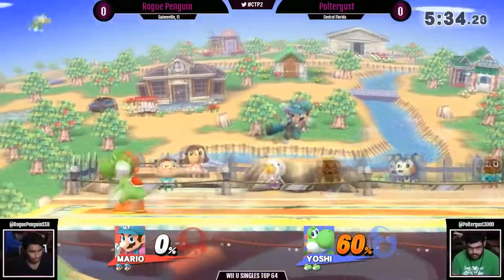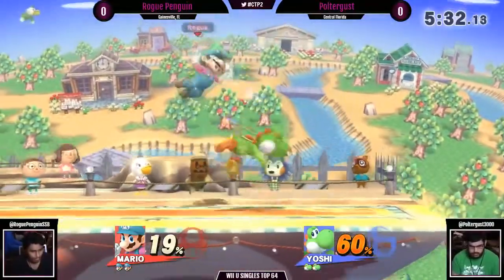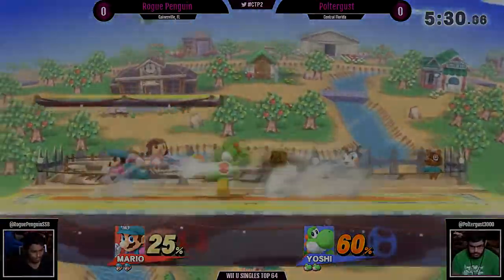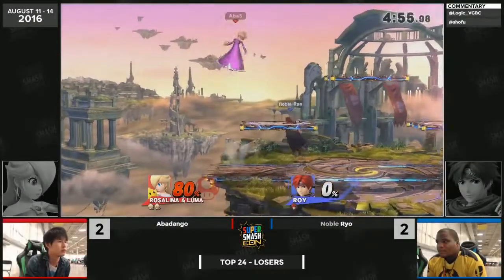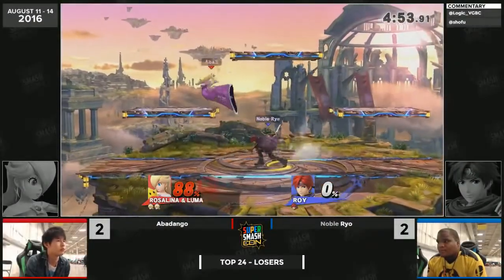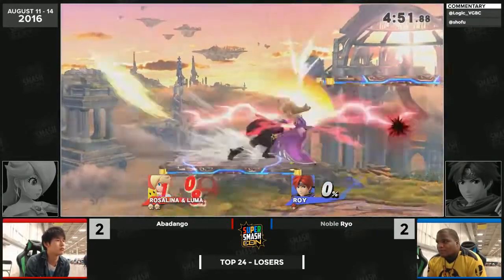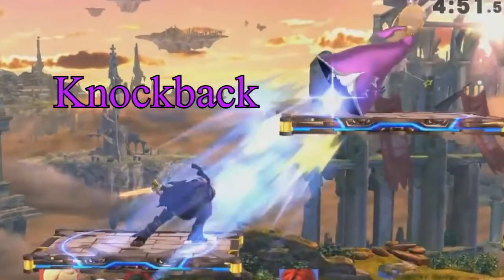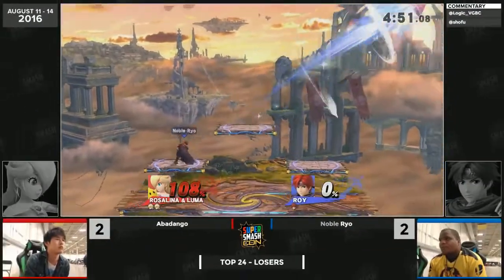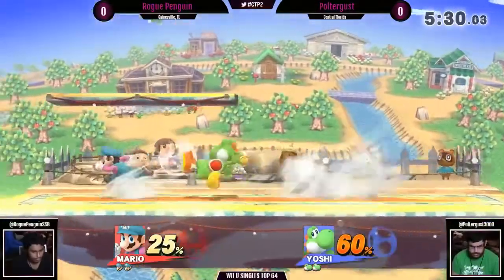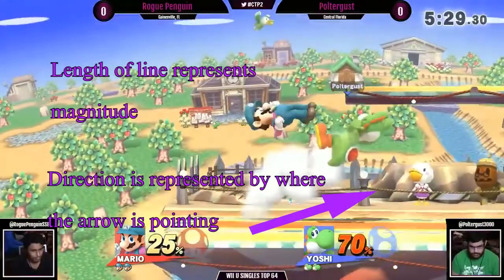But before we actually talk about DI, we have to first establish what it actually means to get hit in this game. Every time you get hit by something in this game, it has knockback. Knockback can be seen as a velocity. Velocity is something that has both direction and magnitude.